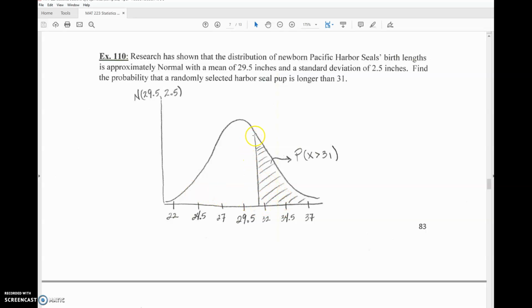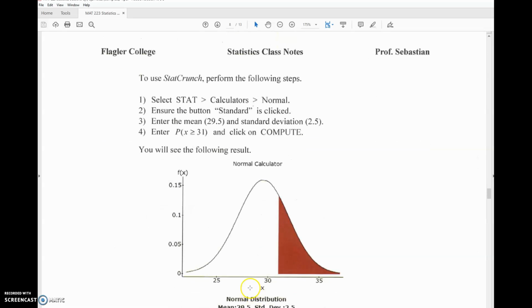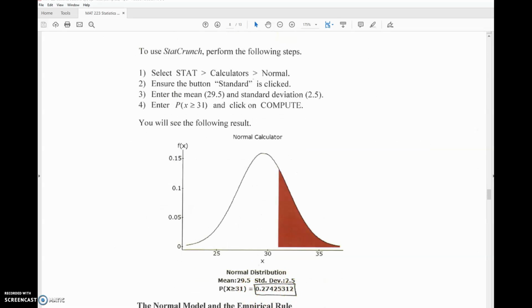In this example, we want to know what's the probability that a randomly selected harbor seal pup is longer than 31 inches. So 31 inches is about right here. So we want the area underneath the normal distribution where x is more than 31. So again, now we can go to, so there's the result, but let me go to StatCrunch and show you.